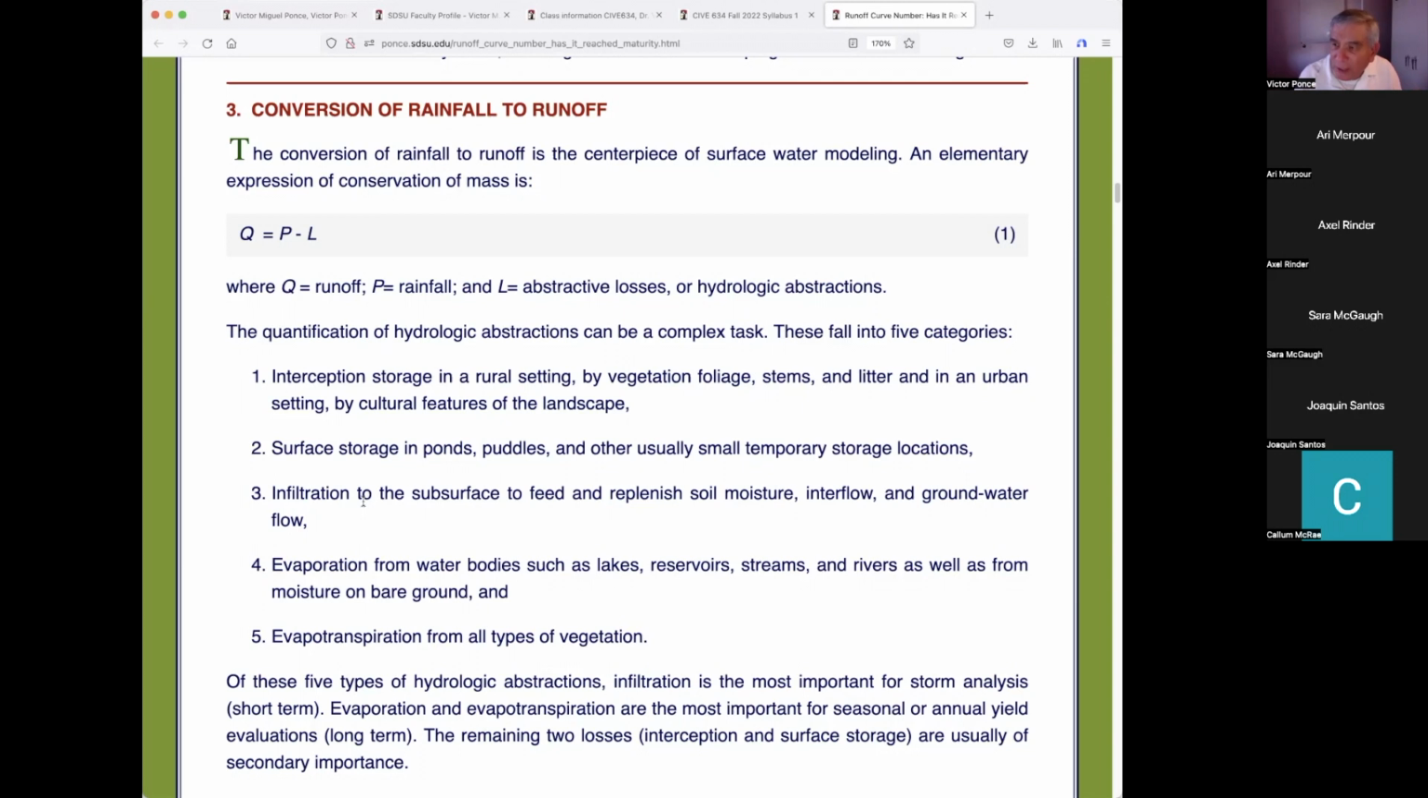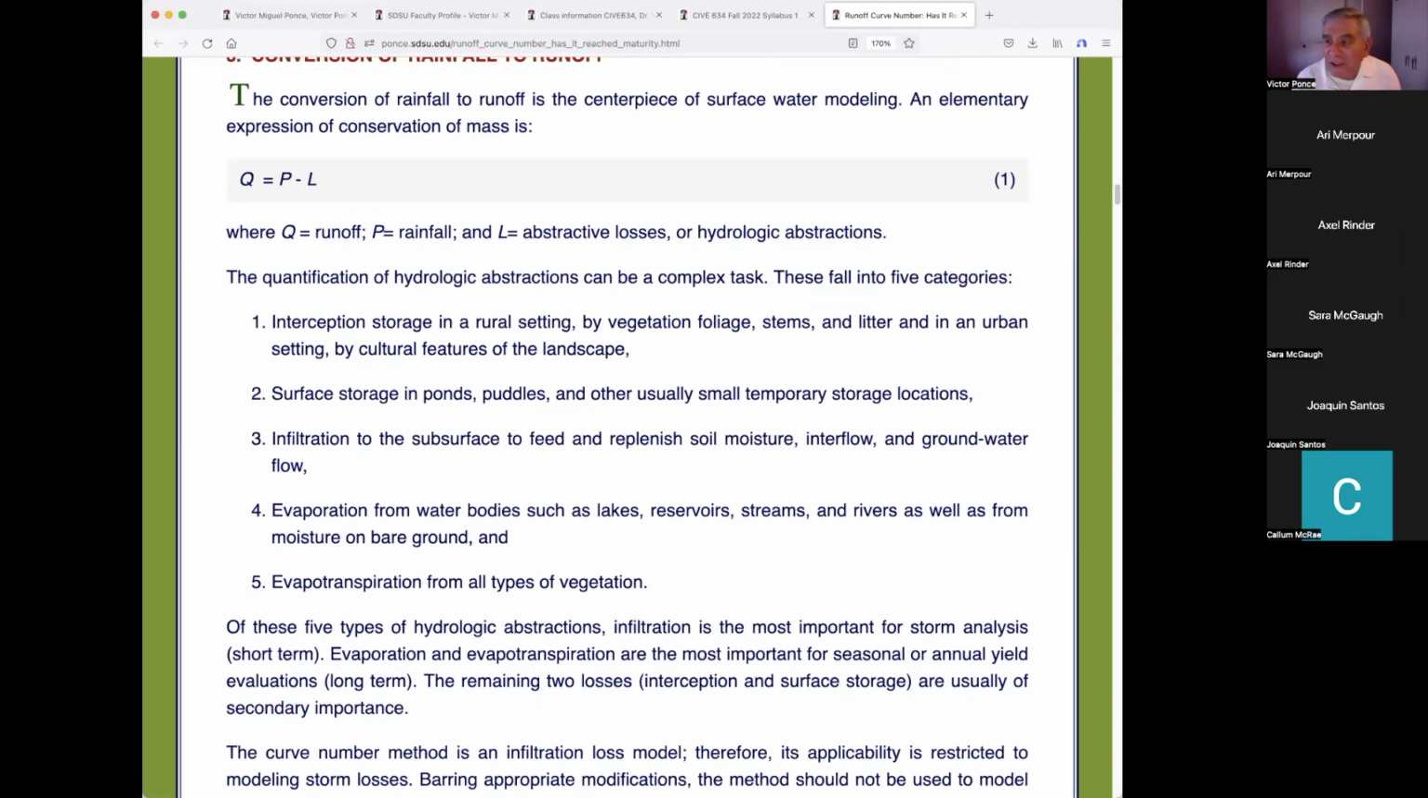And we already know that, by the way. I think I already discussed the differences between event, which is short, and yield, which is usually 1 year duration. So infiltration to the subsurface, evaporation from water bodies such as lakes, reservoirs, streams, and rivers, as well as from moisture on bare ground, and evapotranspiration from all types of vegetation. So these are the 5 paths that the water, when it has precipitated, can take.